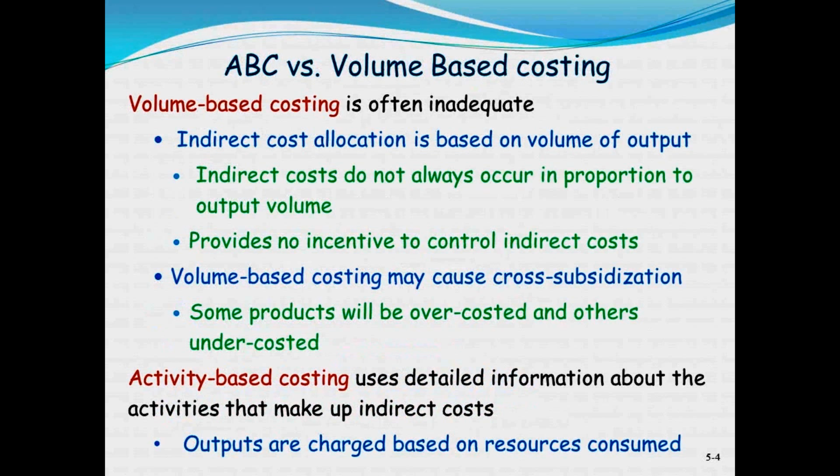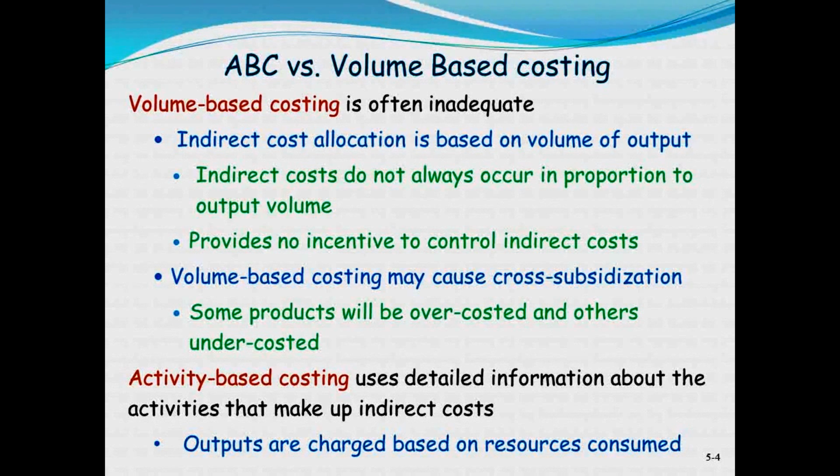So volume-based costing, which is the historical way it's been done over time, is often inadequate. In indirect cost allocation, overhead is based on a volume of output or resource usage. However, that volume does not necessarily match how those indirect costs are really utilized. The clearest case is, let's say you're using direct labor hours as your volume.